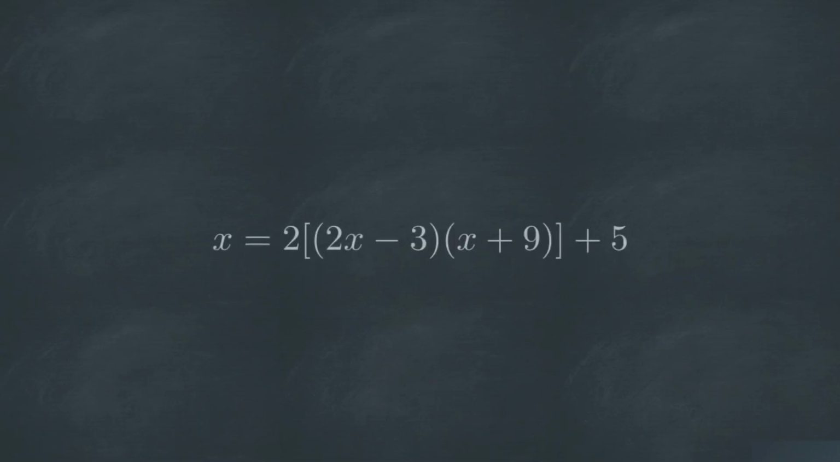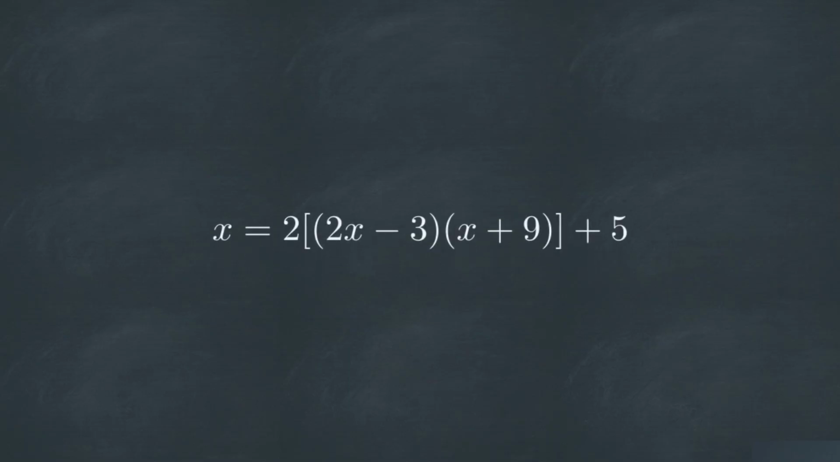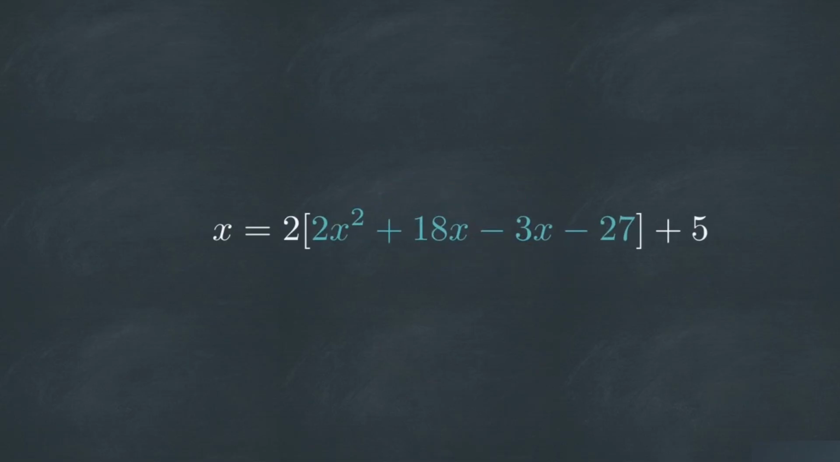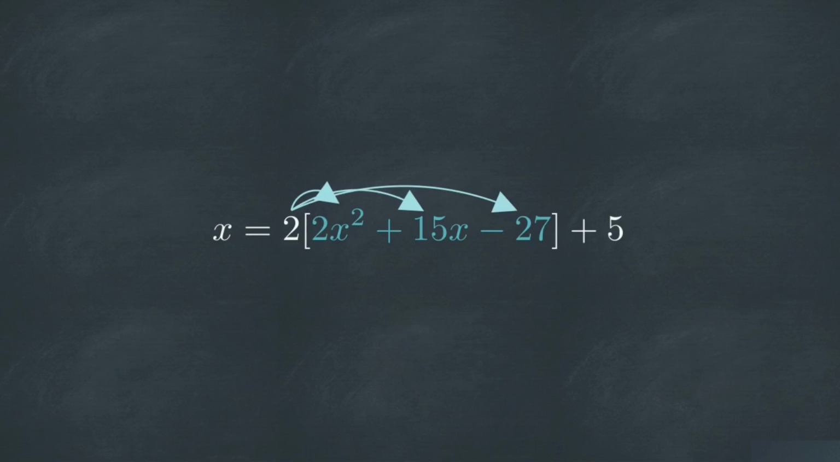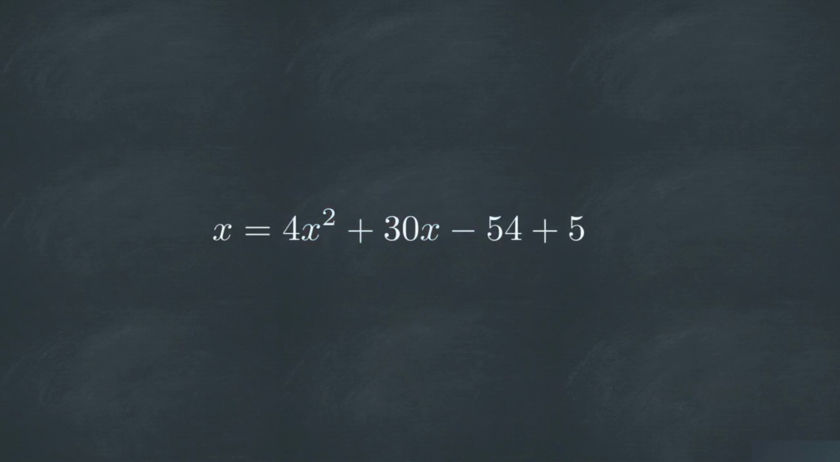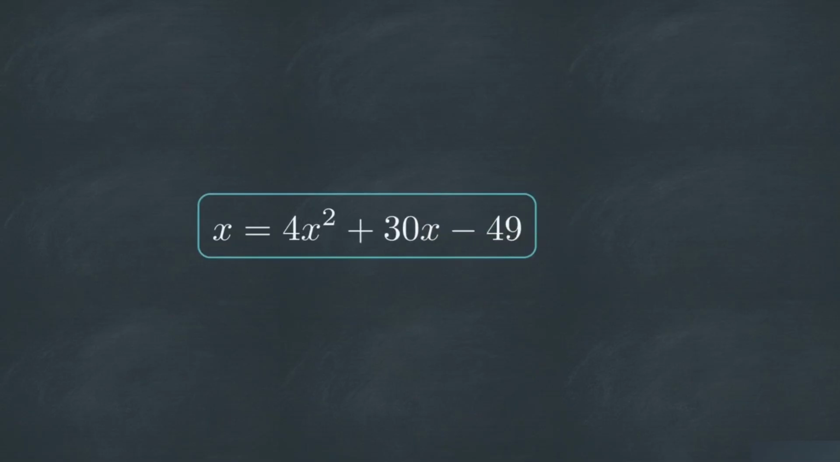Now we need to clean up this merged equation, starting with expanding the binomials inside our brackets. Using the FOIL method, multiplying the first, outer, inner, and last terms, our two binomials become 2x squared plus 15x minus 27. Next, we distribute that leading 2 across our new inside terms and add the positive 5 at the end. This gives us x equals 4x squared plus 30x minus 49.